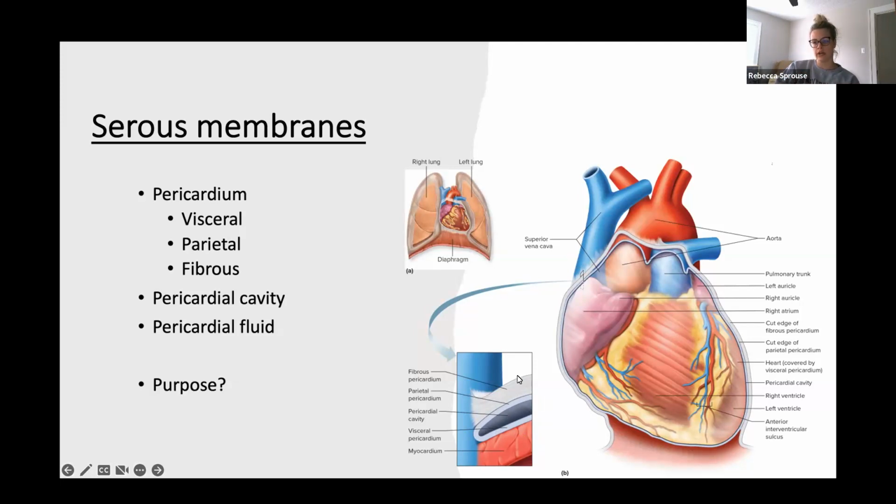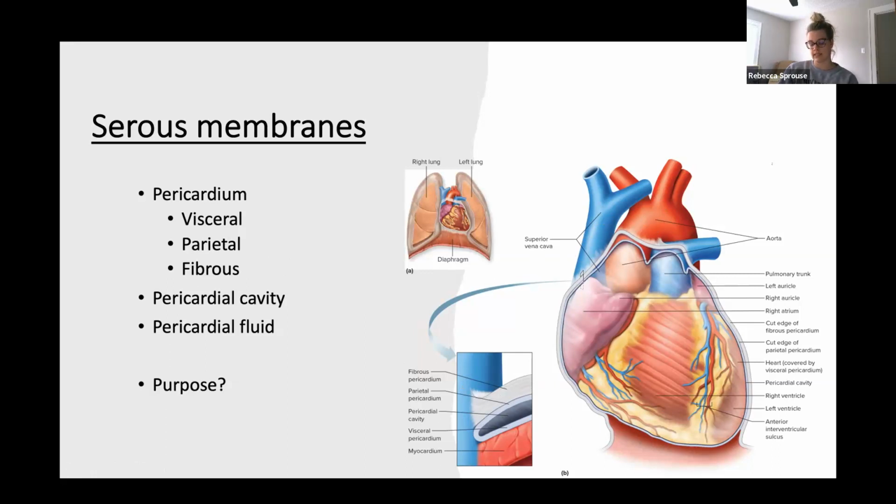And then with the heart, it needs to be anchored to all of these major blood vessels. And it's also anchored to the sternum and things like that. So it also has this thing called a fibrous pericardium. The fibrous pericardium is going to be very strong connective tissue that anchors it to the surrounding structures. So between the visceral and the parietal pericardium, there's this space called the pericardial cavity. That pericardial cavity is full of fluid. And I just want you to think about the purpose of this fluid.